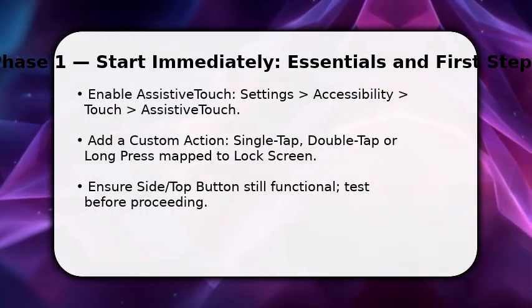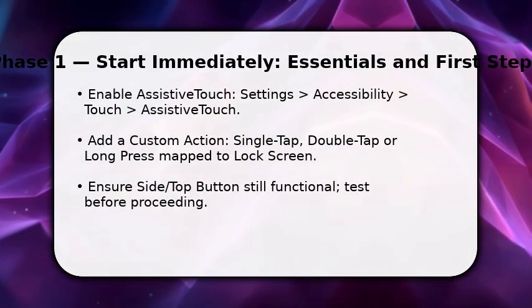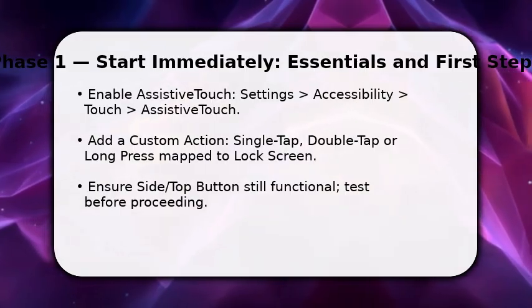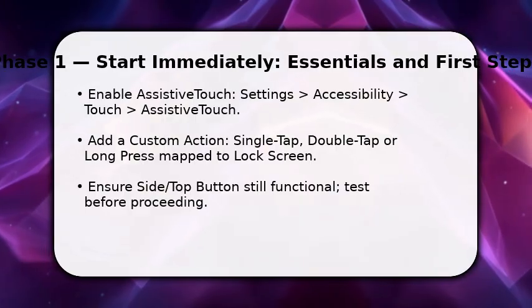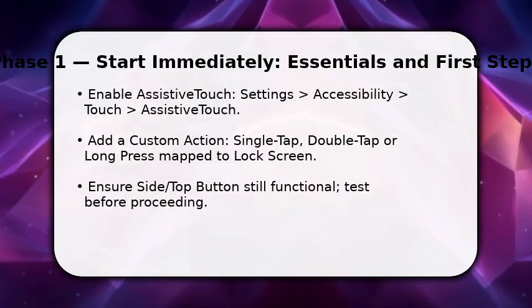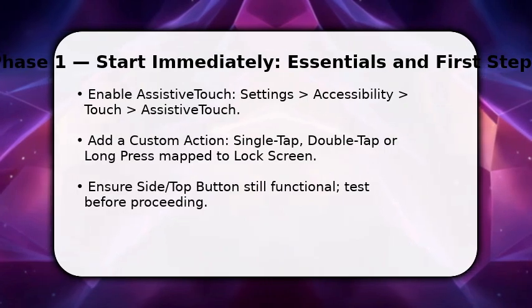Make sure to keep the physical side or top button available if you still want it. Test the gesture immediately to confirm it triggers the lock screen. This step gets you the basic shortcut, so you can skip pressing hardware buttons.